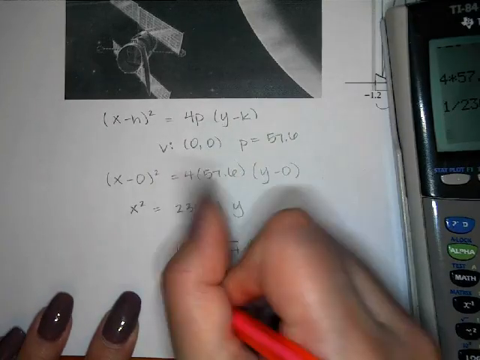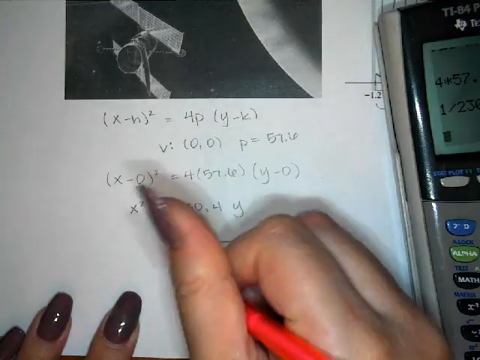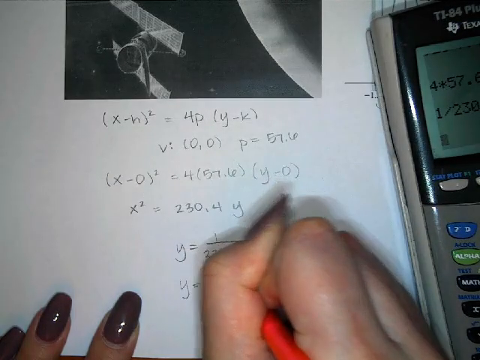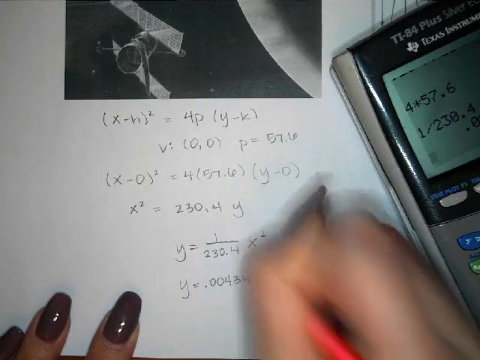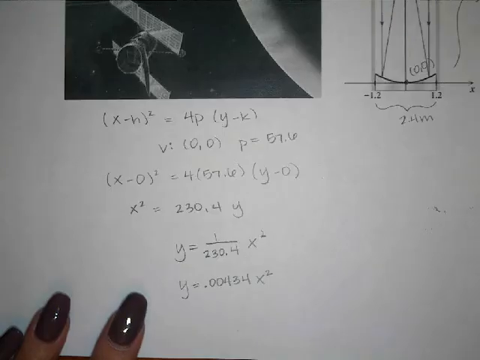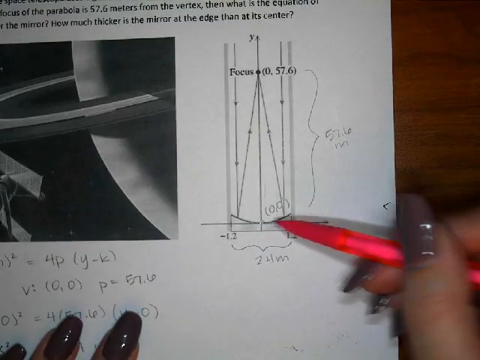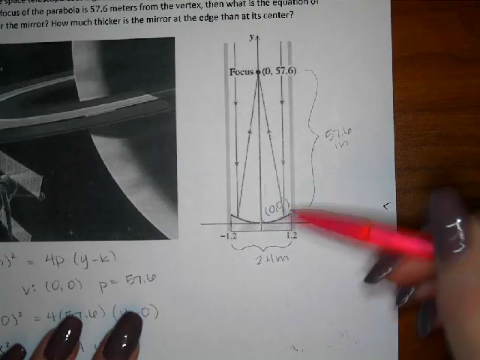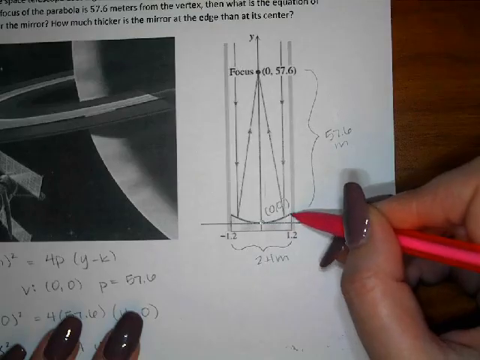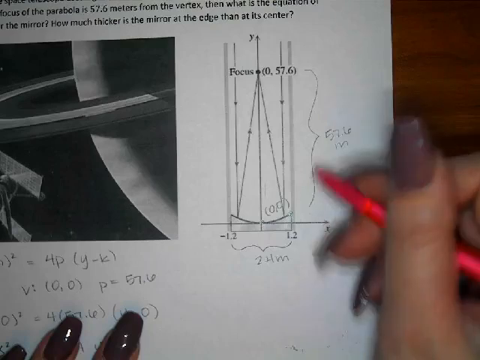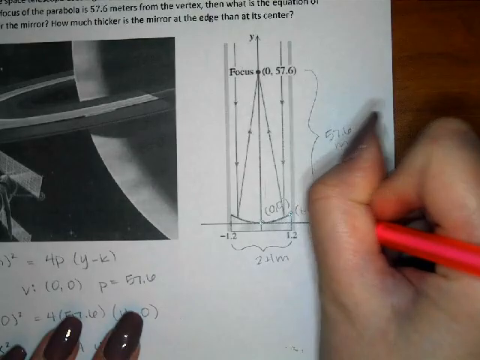Okay, how much thicker is the mirror at the edge than at its center? So at the center, they're saying the mirror is like, it says 0, 0, so this is like a thickness of 0. And then over here, if we can find this coordinate, we know the x-coordinate is 1.2. We don't know the y-coordinate. The y-coordinate would represent the thickness. So this y-coordinate is the thickness of the mirror.